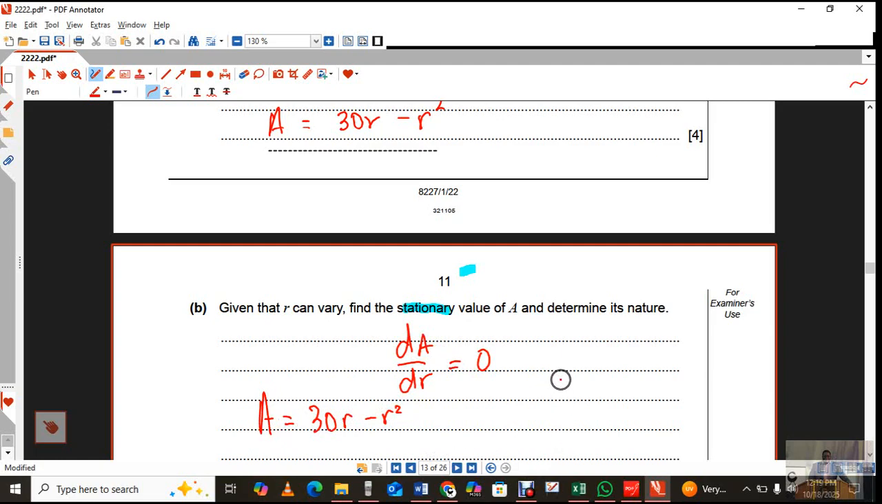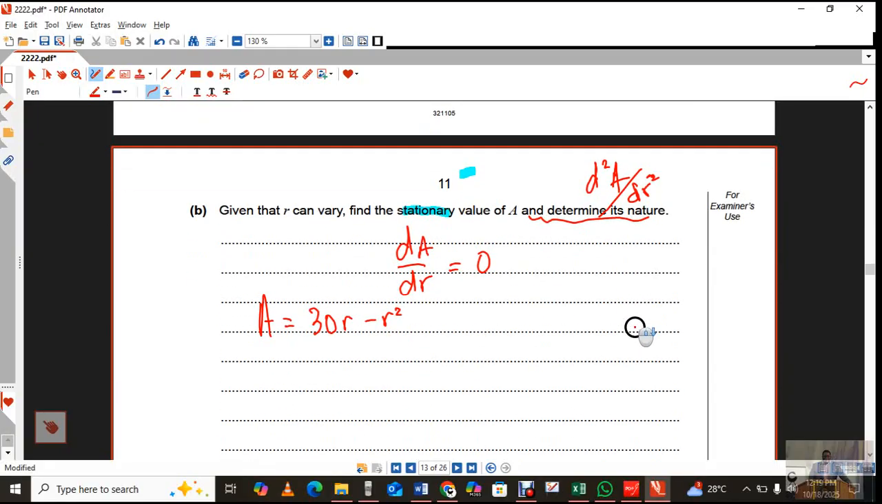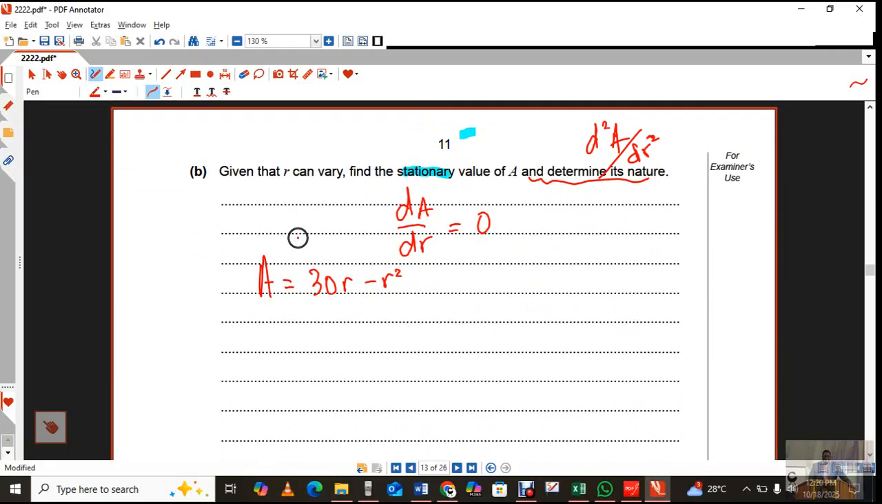Then we also have to determine the nature. We also have to do two things. It's very important that you understand. There's a conjunction and determine the nature. To determine something's nature, we will be taking the second derivative of that and see what that value is. Okay, right. So let's first find the first derivative and equal to 0 for us to find what the stationary value is.